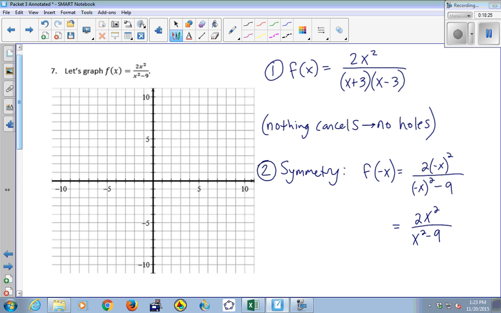Does that formula look familiar? It's exactly what I started with, right? It's f of x. What kind of symmetry do you have if f of negative x is the same as f of positive x? Y-axis symmetry, yep. Okay, so that's handy because now I'm only going to have to work on how to draw half of this graph.